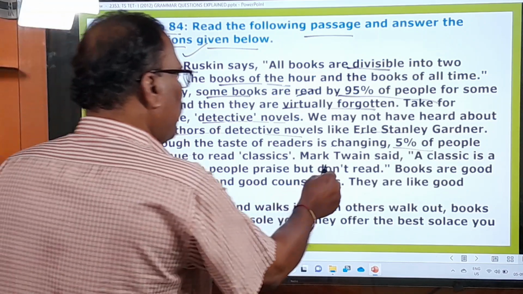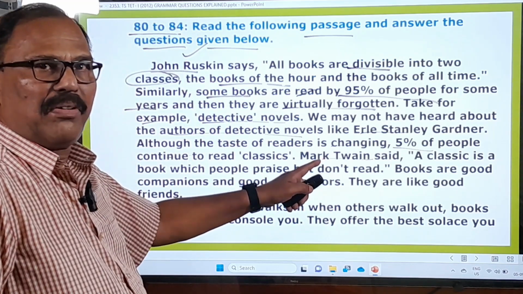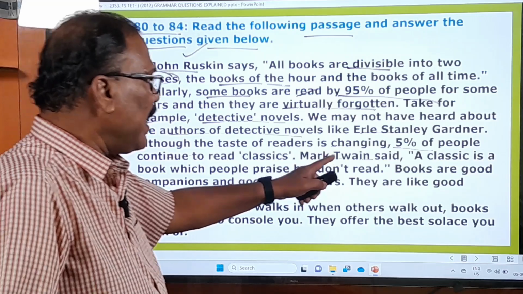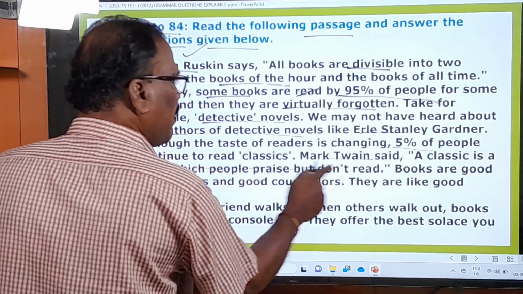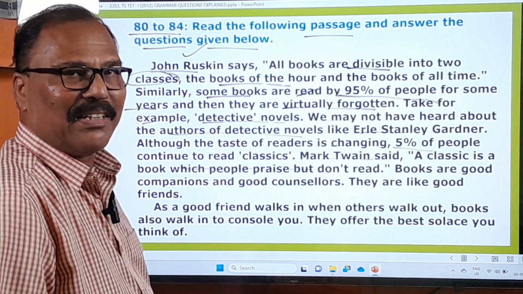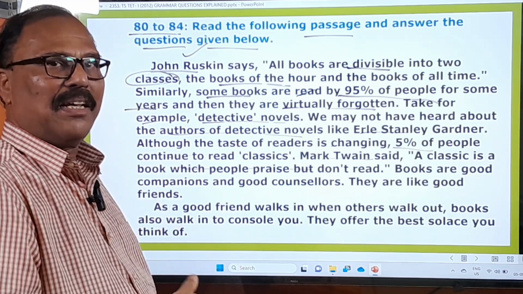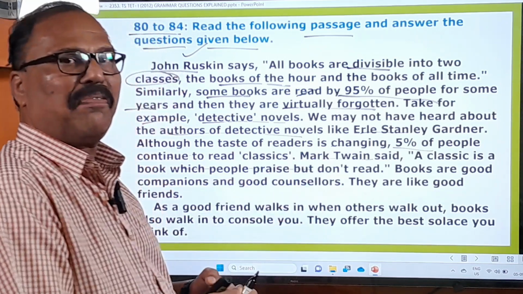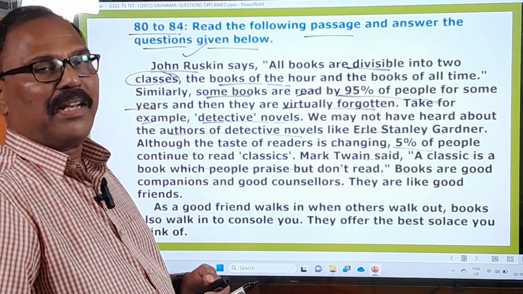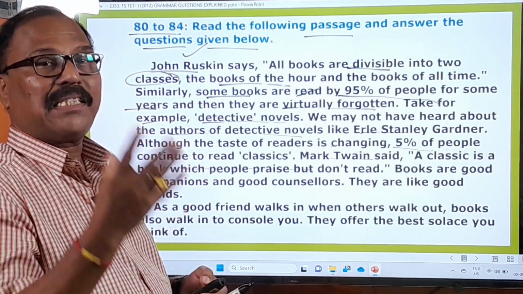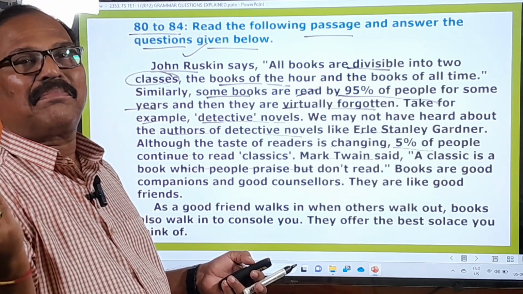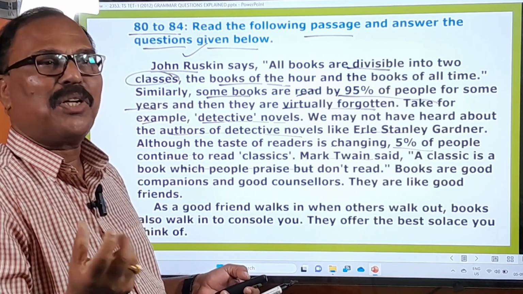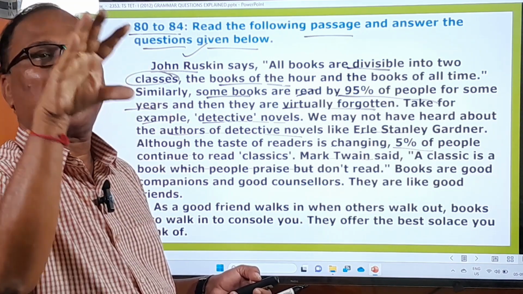And here, Mark Twain is there. American writer, this is Mark Twain. And he once said, a classic is a book which people praise but do not read. It's a very interesting one. He made a very funny comment because he himself was a funny writer also. What's that? Classics are those which people praise but they don't read. Classics అంటే ఏంటి? ప్రజలు మెచ్చుకుంటారు కానీ చదవని పుస్తకాలే క్లాసిక్స్.